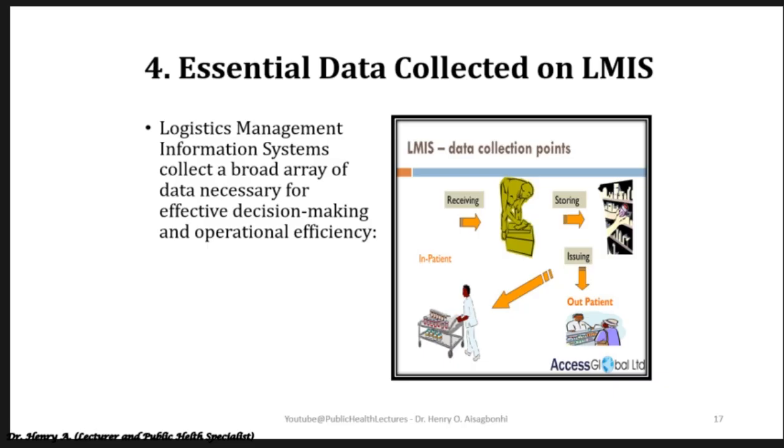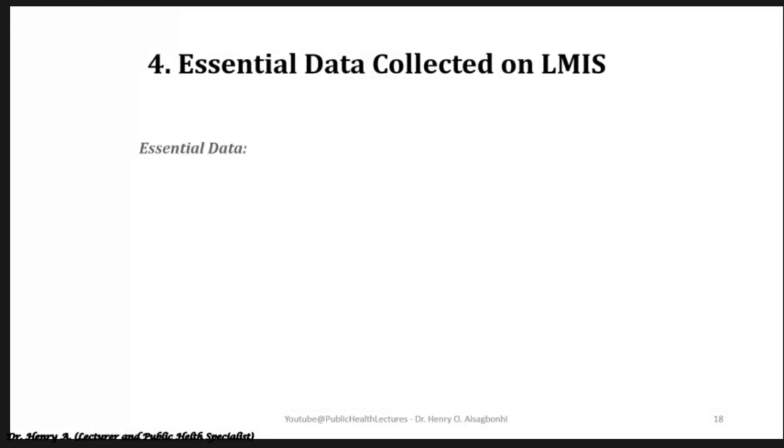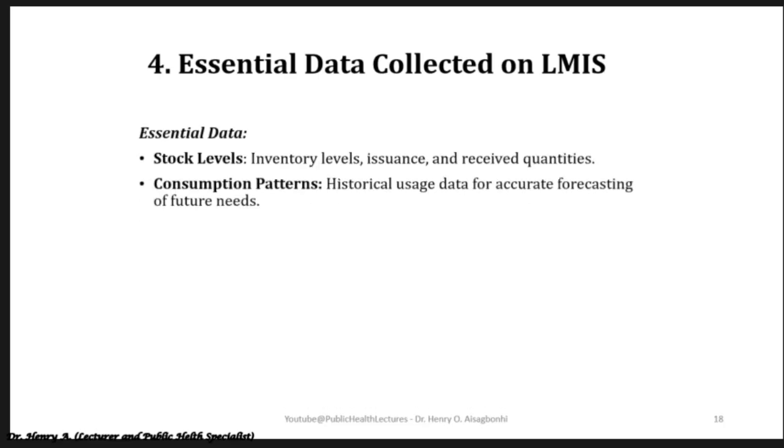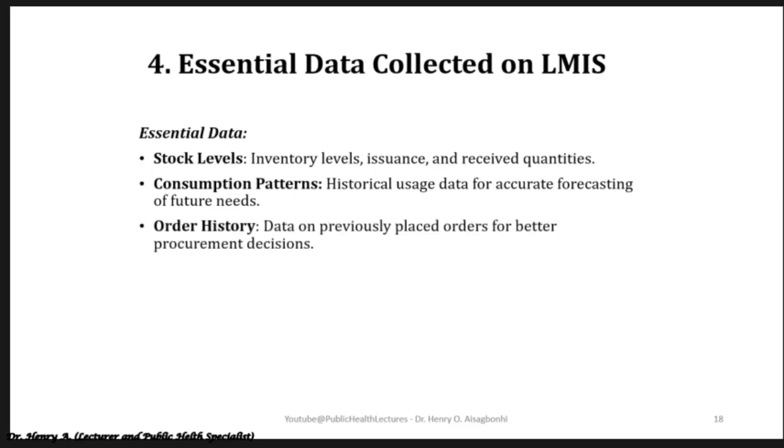Let's look at the essential types of data that it captures. Number 1, stock levels, consumption patterns, order history. For stock levels, this refers to how much of each item is currently available, what has been issued, what has been received, or what has been used.